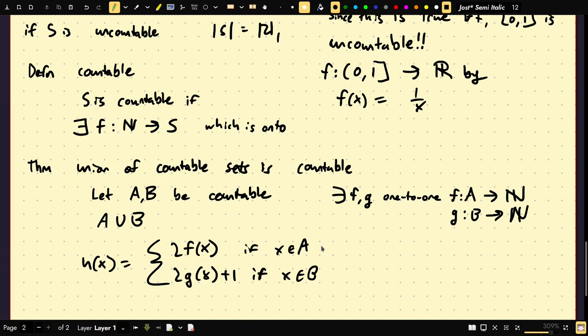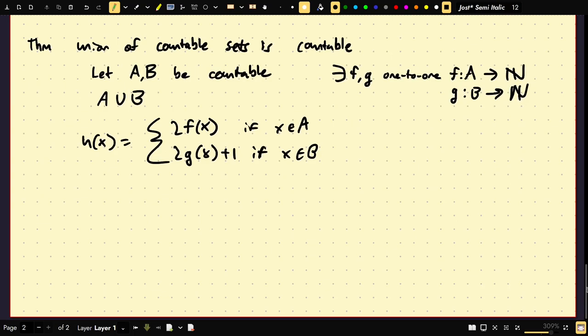So let's prove this is injective, right? So suppose that h of x equals h of y, and we want to show that x equals y, so that it is injective. So suppose h of x equals h of y.